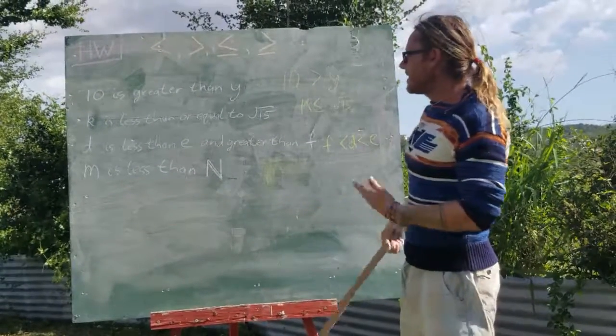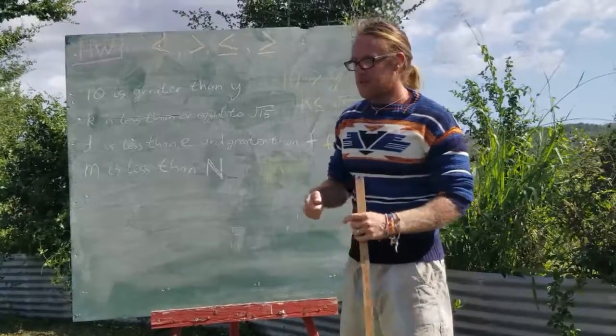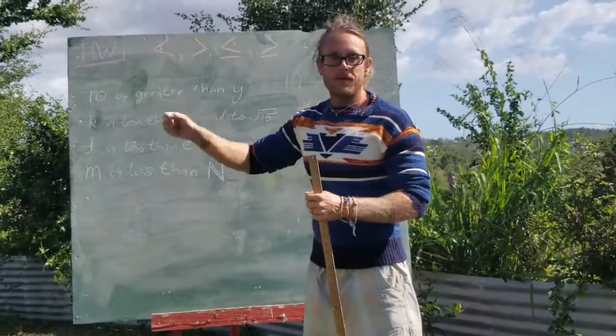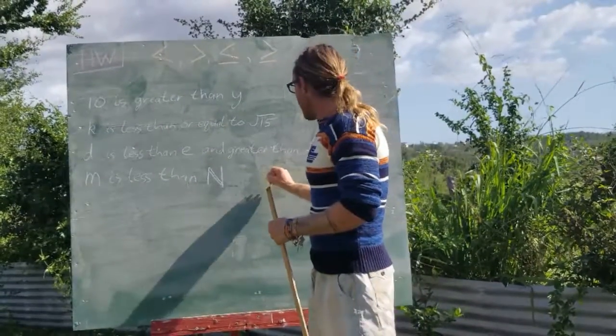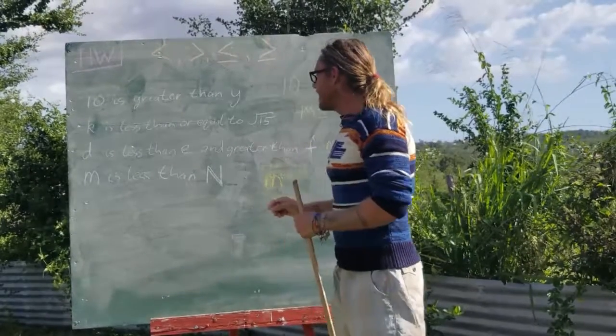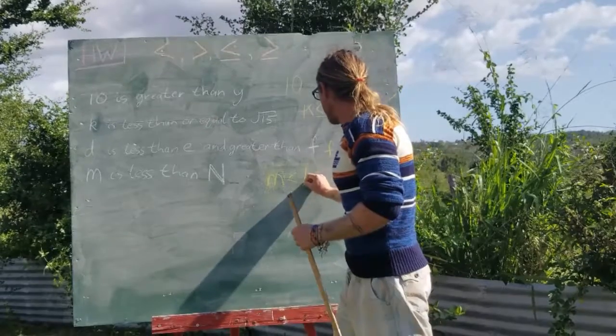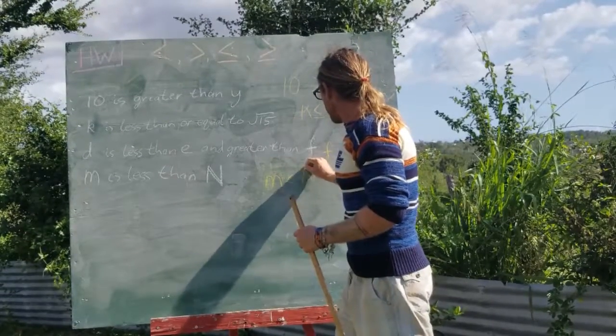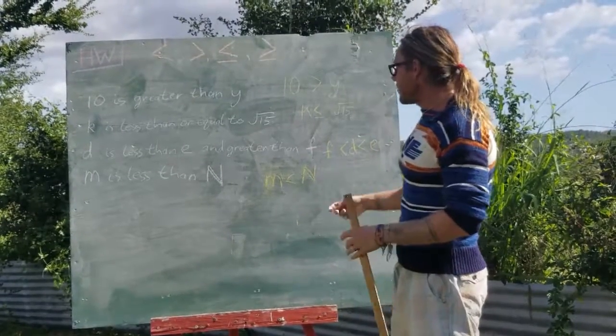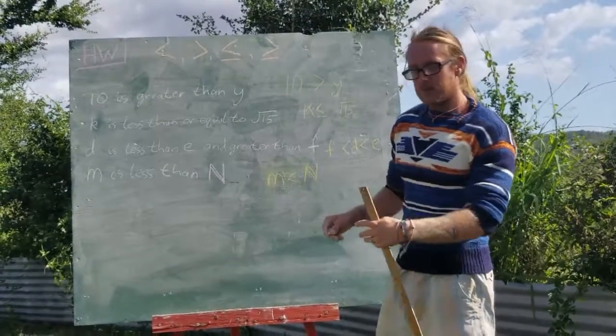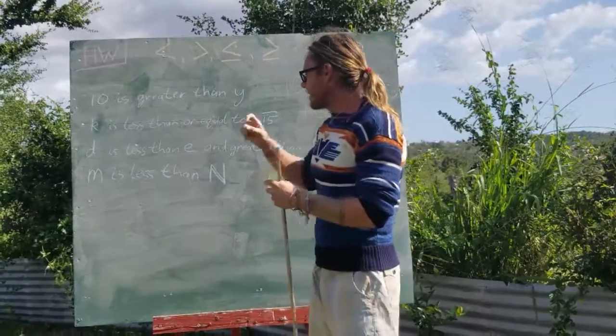M is less than the natural numbers. Well, what are the natural numbers? The natural numbers are 1, 2, 3, 4, 5, etc. So we want to say that m is, I guess we could just write it this way. M is less than the natural numbers. But let's write it another way involving the least of the natural numbers, since we're dealing with m is less than all the natural numbers.